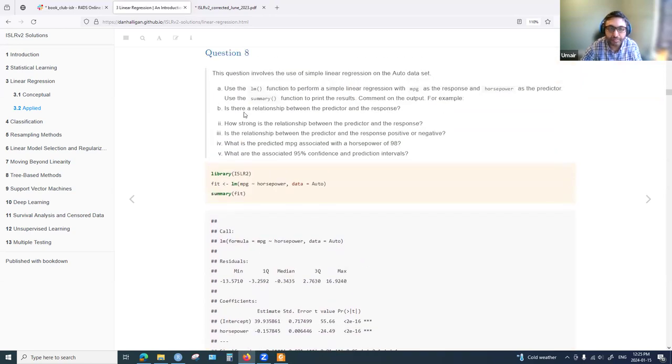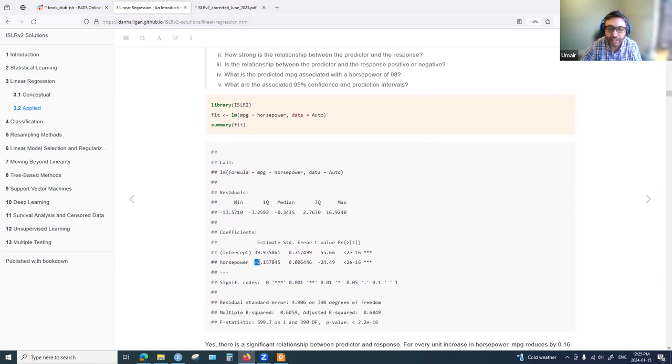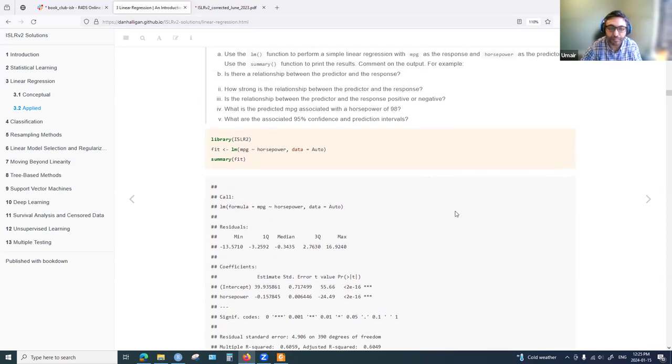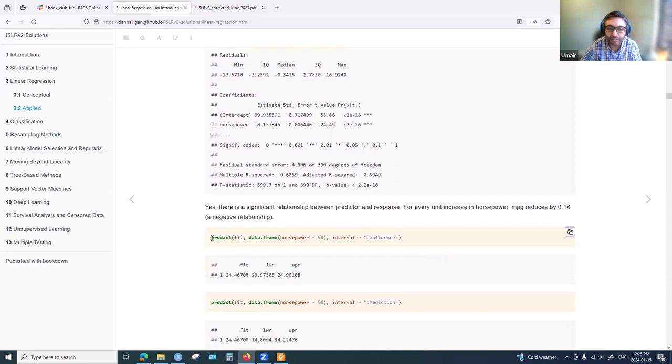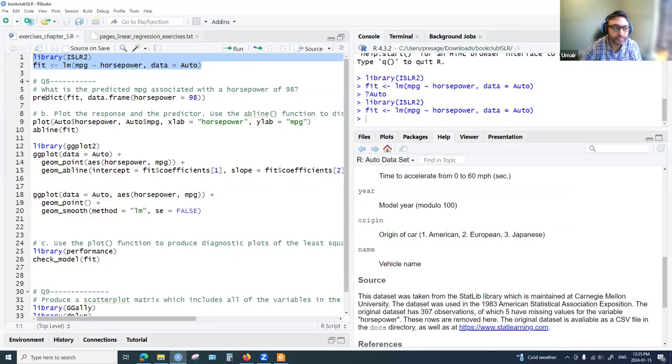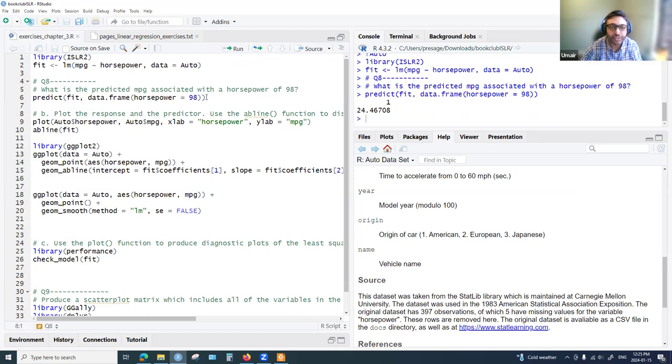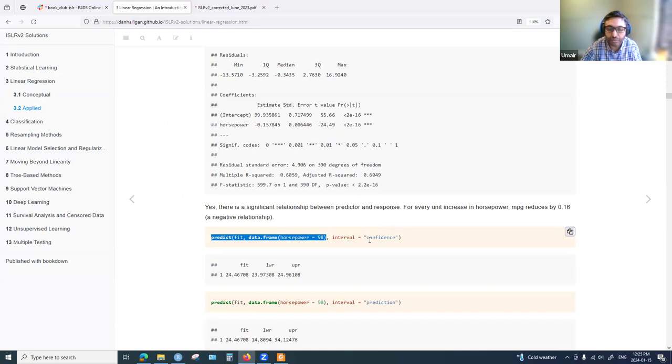Next part is the relationship between predictor and response positive or negative? Looking at the sign here, it is negative. As we increase horsepower by 1 unit, the mileage decreases by this much amount on average. Then what is a predicted value? The predicted value can be found by using just this part. If we run the model fit and then find the prediction without providing any other option, we get the prediction right away. But this is also shown if we are estimating the confidence intervals or prediction intervals.